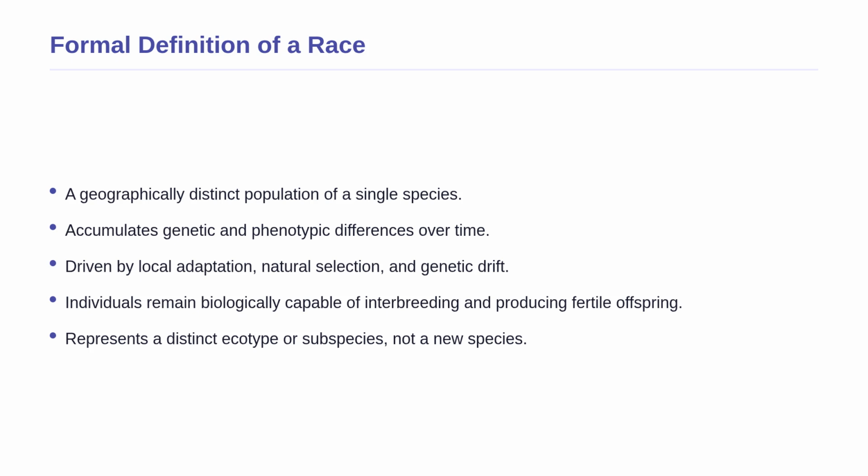But here is the crucial part. Individuals from different races of the same species are still biologically capable of interbreeding and producing fertile offspring if they meet. Therefore, a race is not a separate species. It is simply a distinct ecotype, or subspecies, living under the umbrella of a larger interconnected species.